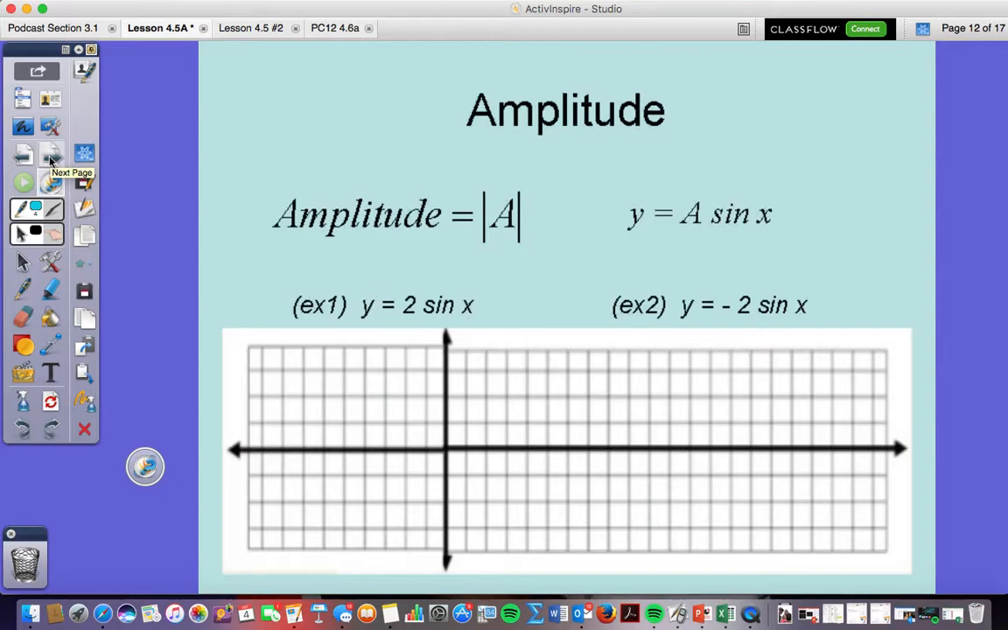All right, let's take a look at this one. y equals 2 sine of x, all right? So the first thing I would do, okay? Again, just a side note.